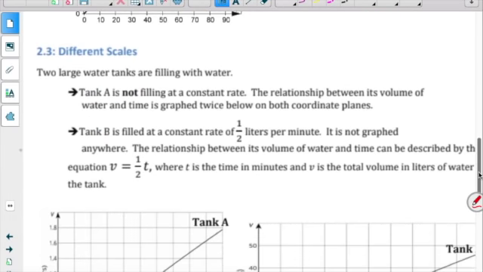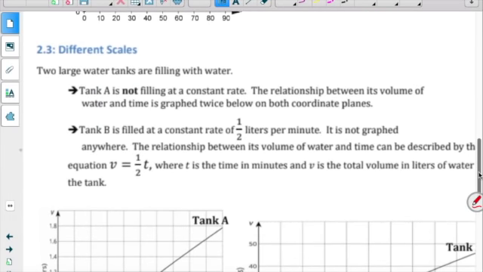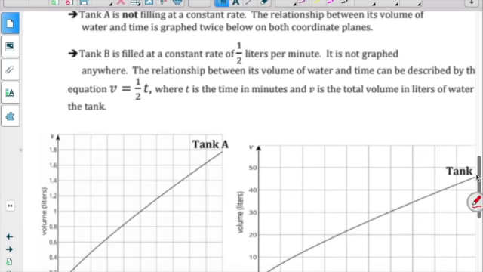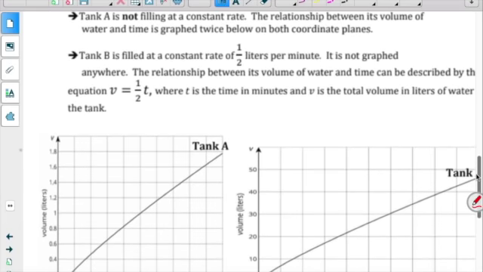Okay, moving on to the bottom is 2.3 different scales. So we have two large water tanks that are filling with water. Tank A is not filling at a constant rate. The relationship between its volume of water and time is graphed twice below on both coordinate planes. Let's look at those two lines. They don't look exactly straight, and that's because they're not filling at a constant rate.